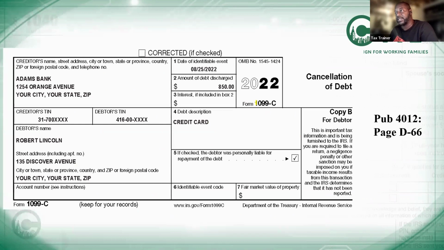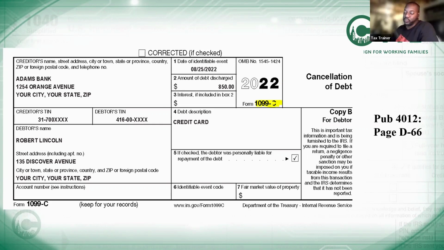This is a 1099-C. This is a cancellation of debt. This is for things like credit cards that you don't pay. You'll get a 1099-C saying, hey, you didn't pay this credit card off. We forgave it, but we're going to issue a 1099-C because now you have to treat it as income. So you'll get this from your Visa, Discover, whatever, and you have to report it on your taxes.